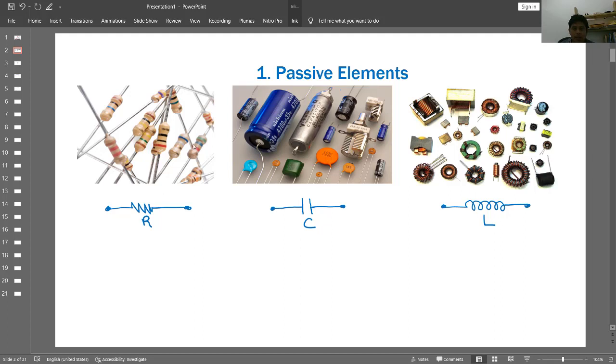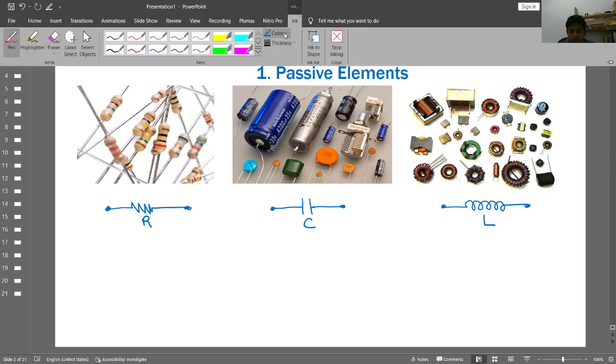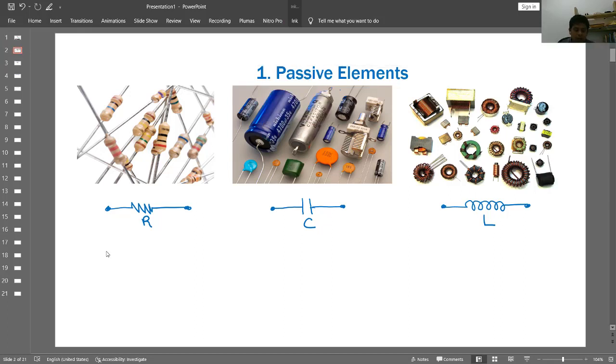Let me write the names here at the bottom. So this is a resistor, this is a capacitor, and this is an inductor.